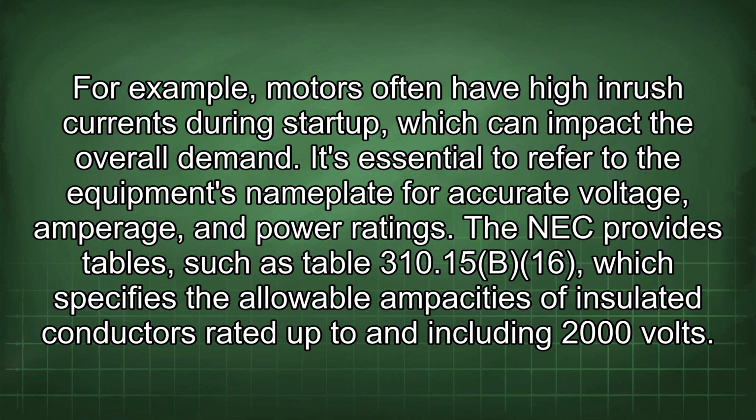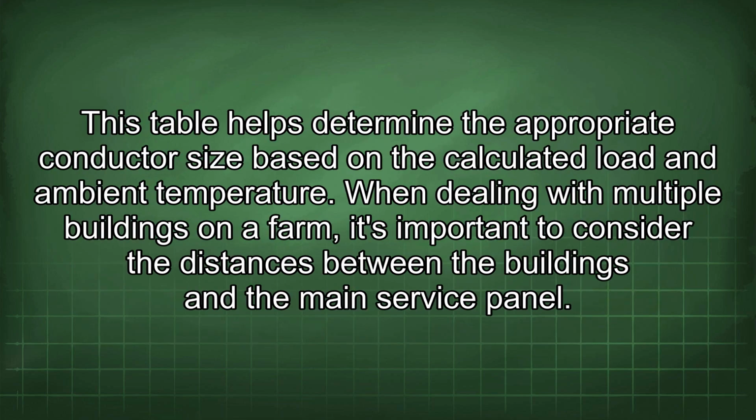The NEC provides tables such as Table 310.15(B)(16), which specifies the allowable ampacities of insulated conductors rated up to and including 2000 volts. This table helps determine the appropriate conductor size based on the calculated load and ambient temperature.